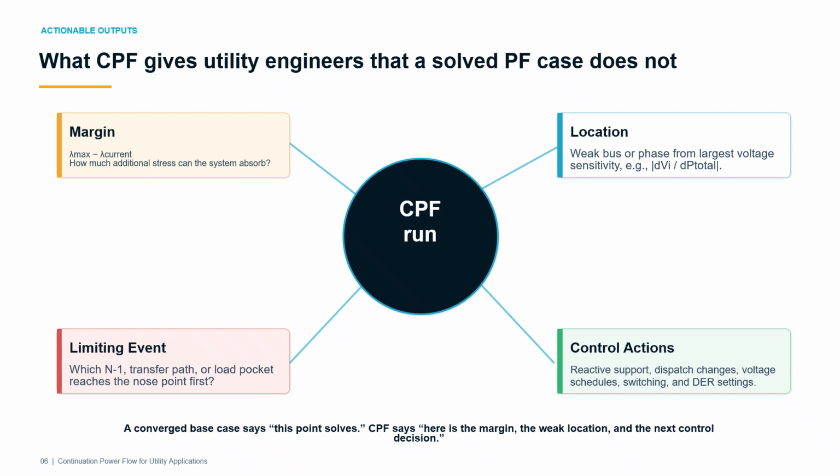A solved power flow case only tells us that one operating point converges. CPF gives more useful information. It tells us how much margin remains, which bus or phase is weakest, which contingency reaches the limit first, and what control actions may help if integrated with a tool like optimal power flow. Those actions may include reactive support, dispatch changes, voltage schedule adjustments, switching, or DER settings. That is why CPF is more actionable than a normal base case solution.